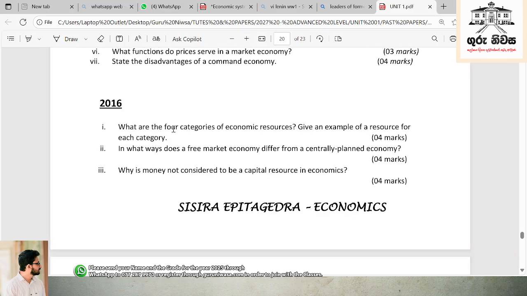2016, this question we'll do. Second one, 2016 question number 2: In what ways does a free market economy differ from a centrally planned economy? Make your own answer. Simple. They ask the differences between these two, central plan and market economic system. 4 marks given. No need to explain.